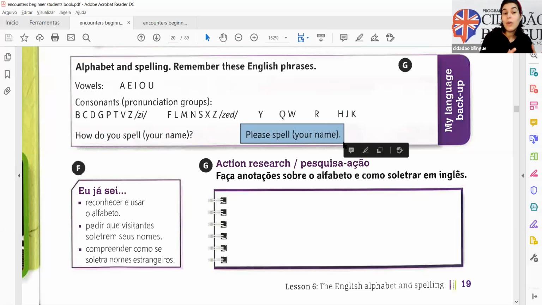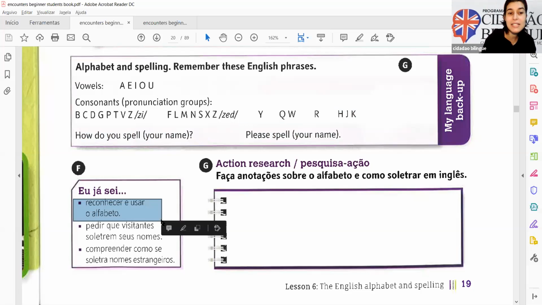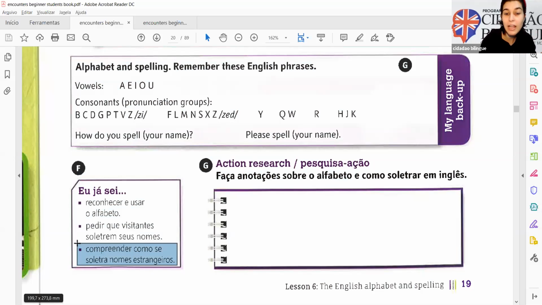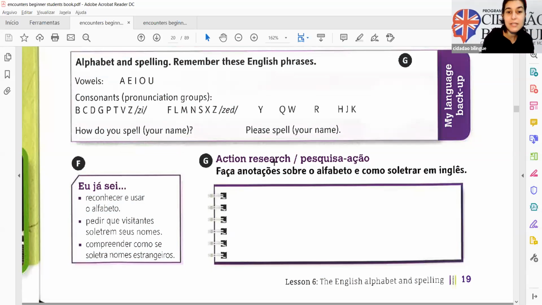So, we know how to recognize and how to use the alphabet. We know how to ask visitors to spell their names. And we know how to comprehend how to spell foreign names, okay? A gente sabe soletrar nomes estrangeiros, pedir para que sejam soletrados os nomes. All right? Let's continue.